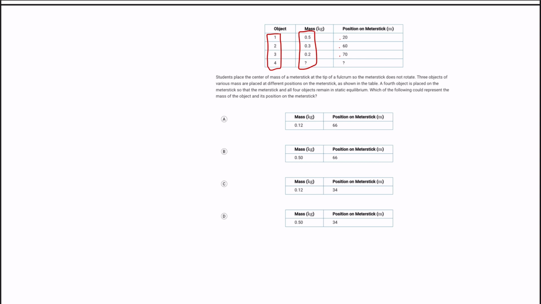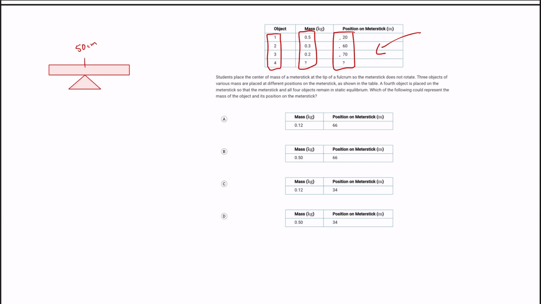Great. We might have to actually draw this a little bit. Let's draw a bar that's going to represent the meter stick, and then a fulcrum that's going to represent where the meter stick is attached. Let's say this meter stick is attached to the fulcrum at its center point. The center point is going to represent 50 centimeters or 0.5 meters. So anything greater, as far as the position on the meter stick in the table, anything greater than 50 is going to be on the right side of the meter stick, and anything less than 50 is going to be on the left side.